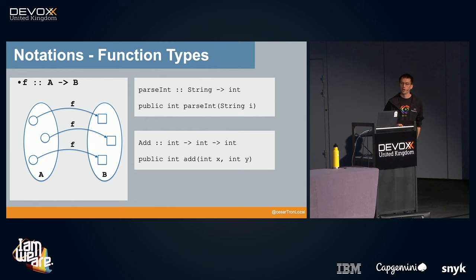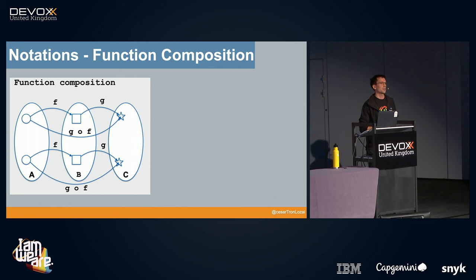Now, a very important principle is called function composition, and I think it's quite intuitive. Here we have two functions, function f from a to b, and function g from b to c. What we can do is that the output of f is the input of g, so we can give the output of f to g. This is called composing this function.